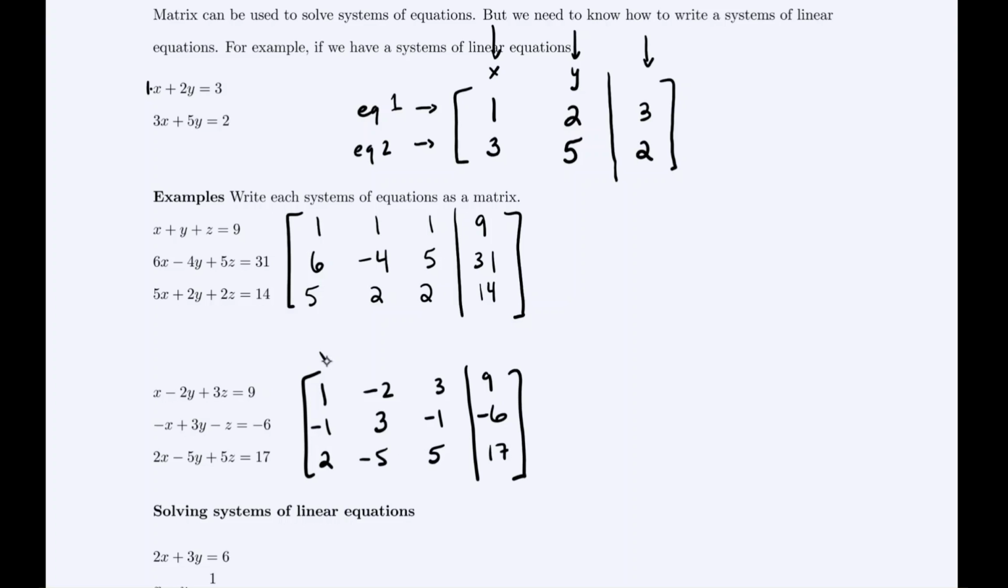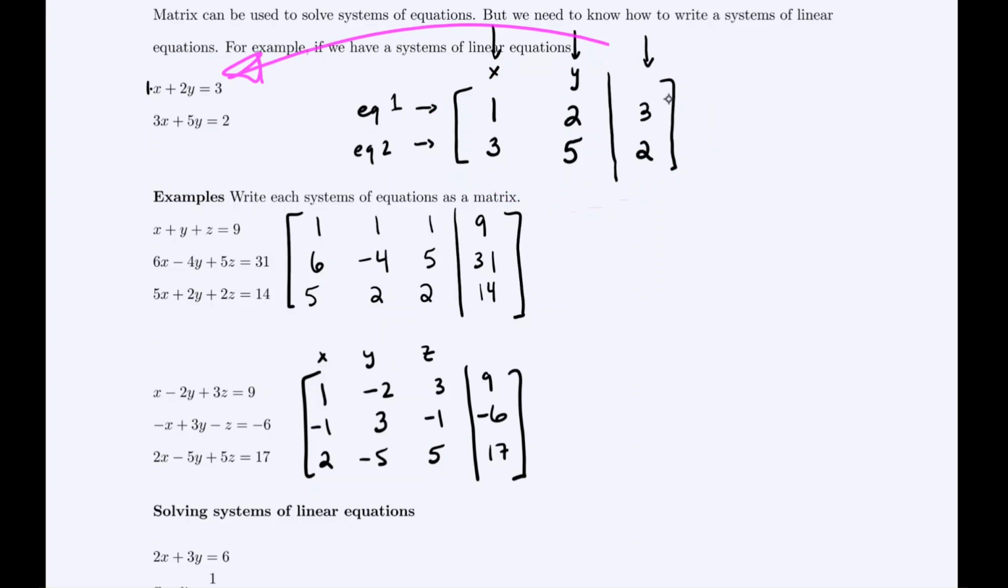And if it helps, always feel free to write x, y, z as a key above that tells us that this column is the x coefficients, the y coefficients, and the z coefficients. Now, so far, all we've learned is how to translate. So we can now translate from a system of equations to a matrix, but we should also be able to do the reverse. We should be able to be given a matrix and write a system of equations.